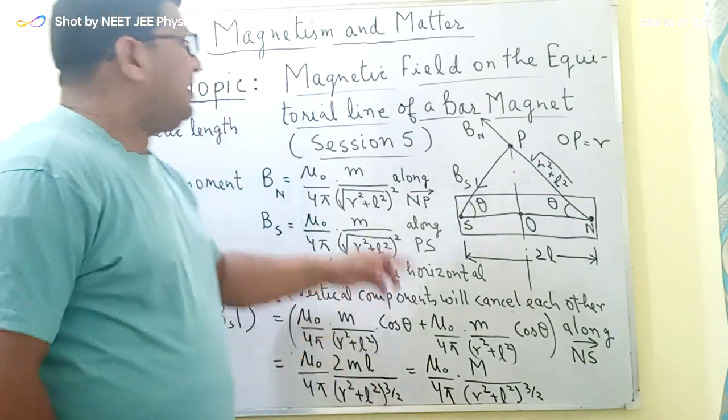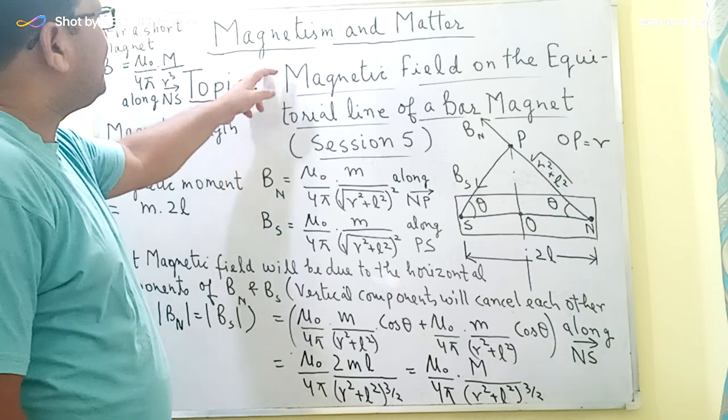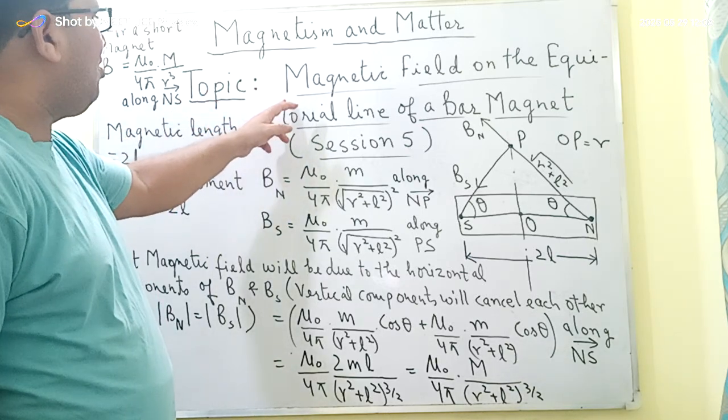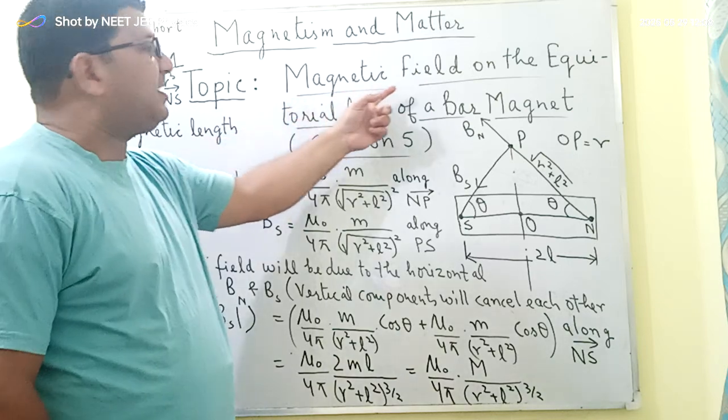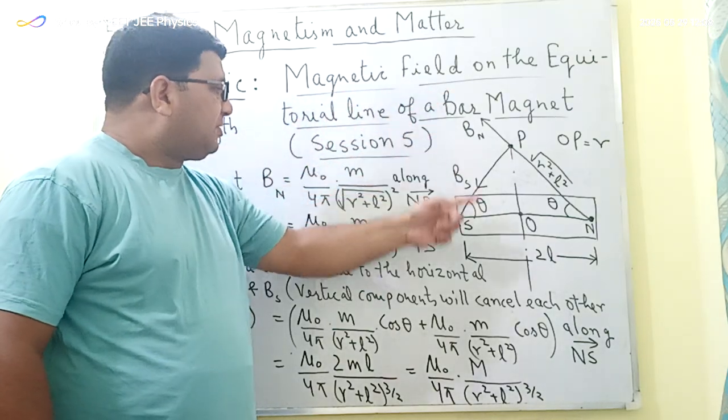Good afternoon, everyone, and welcome to session number 5 from the chapter of magnetism and matter. The topic is the derivation of the equation for the magnetic field on the equatorial line of a bar magnet.